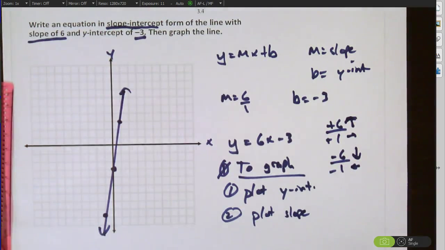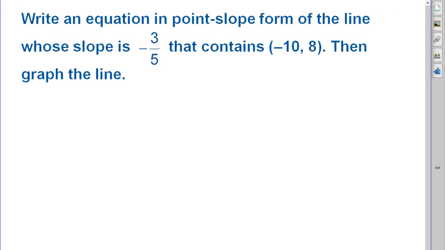Okay, first example. All right, next one. I think it's just going to be boom, boom, boom, move through them. Write an equation in point-slope form of the line whose slope is -3/5 that contains (-10, 8), and then graph the line.